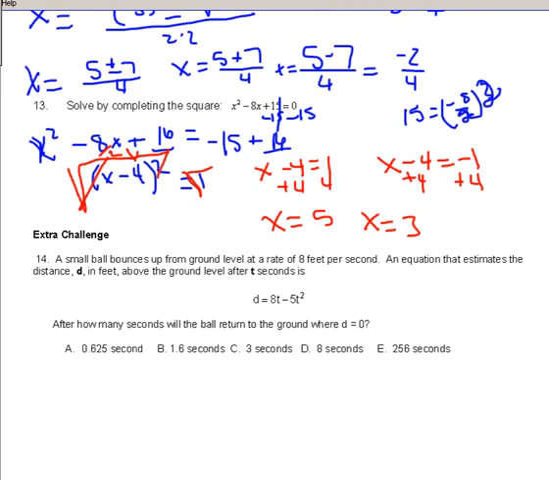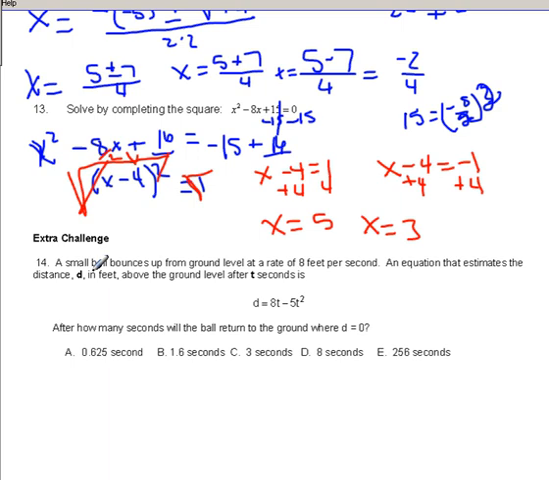And the extra challenge is kind of for you. I'll give you a little hint. A small ball bounces up from ground level at a rate of 8 feet per second. An equation that estimates the distance d in feet above the ground level after t seconds is this. So if they give you the seconds, you just plug it in for t and calculate your d. And then this says, after how many seconds will the ball return to the ground where d equals 0? You set it equal to 0 and solve for it.